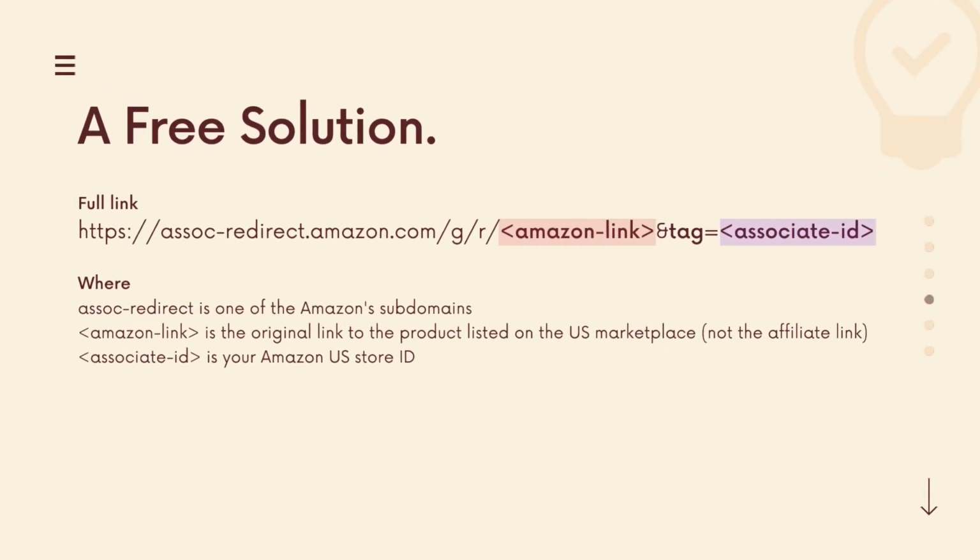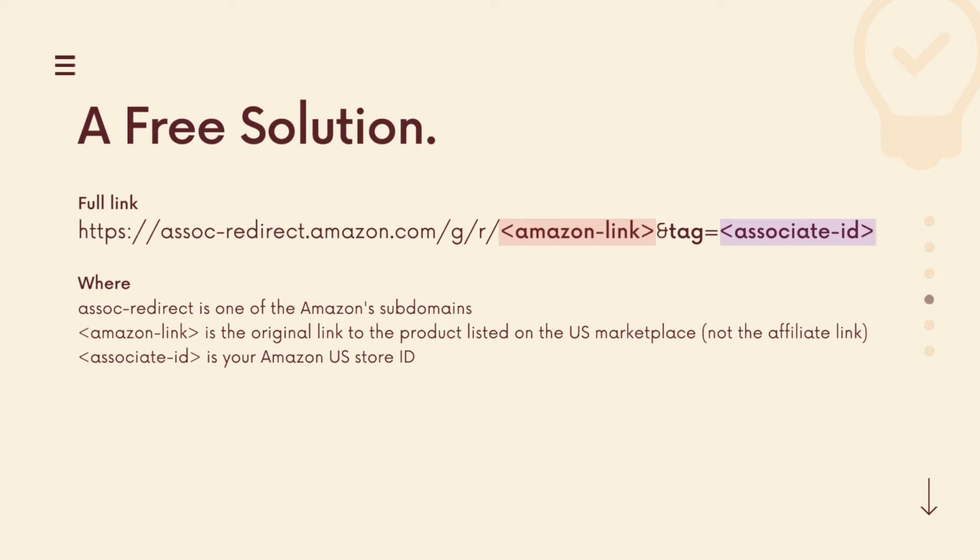Currently, in order to get an Amazon affiliate link, you need to go to Amazon.com, search for a product, and extract the text-only link from the toolbar. Let's forget about these steps for now and build a link ourselves, using 3 components. The Associate Redirect, one of Amazon's subdomains that includes the tool used to redirect visitors to the relevant marketplace. The Amazon link, the original link to the product listed on the Amazon US website. And finally, the Associate ID, which is simply your Amazon US store ID.